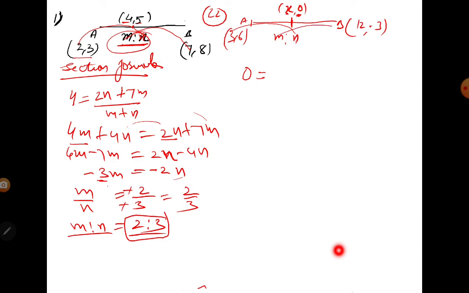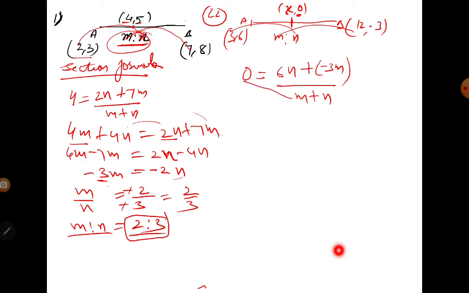Opposite will multiply. So now n into 6, you can say 6n, plus m into minus 3. M into minus 3, you can say minus 3m, upon what? M plus n. Because we have to find the ratio. That's why we are taking the 0 coordinate here. If we are taking x, then how can we find the ratio?